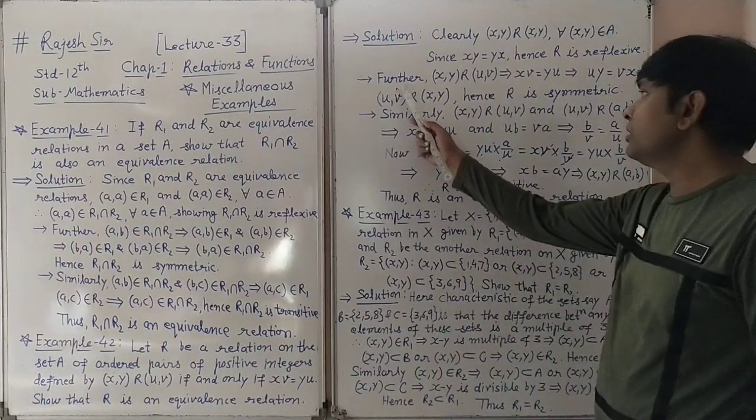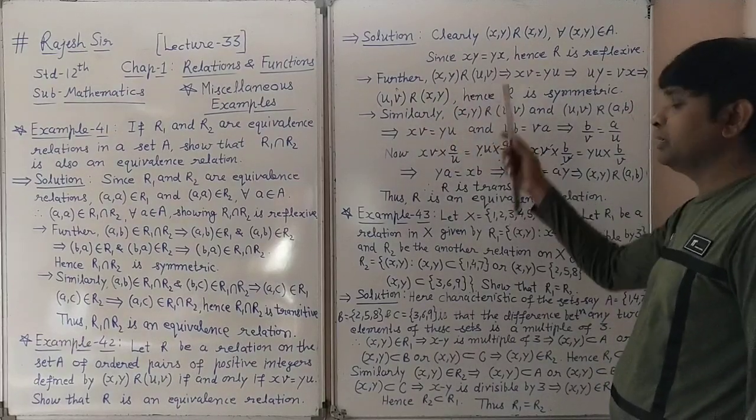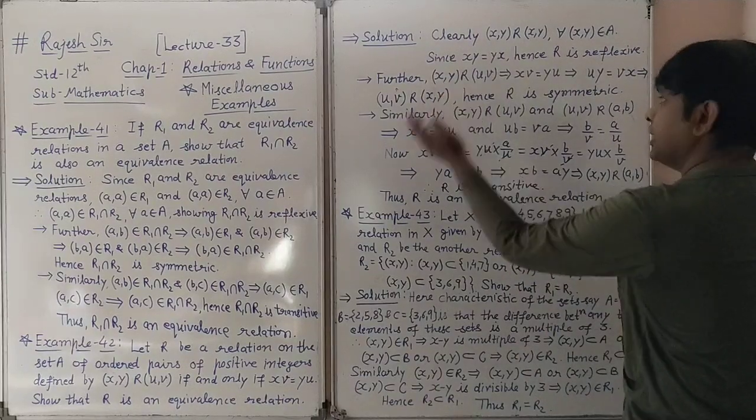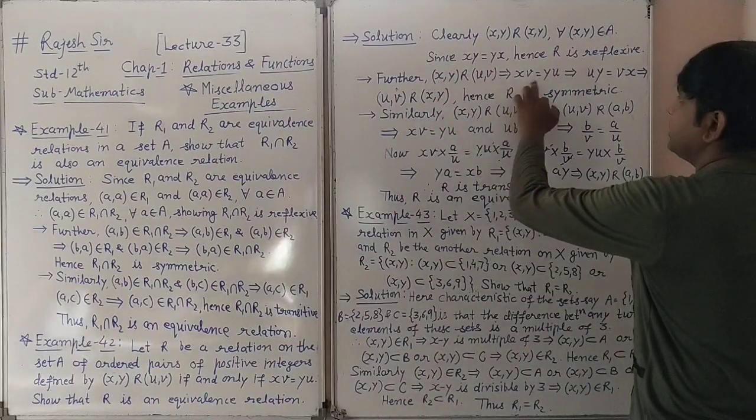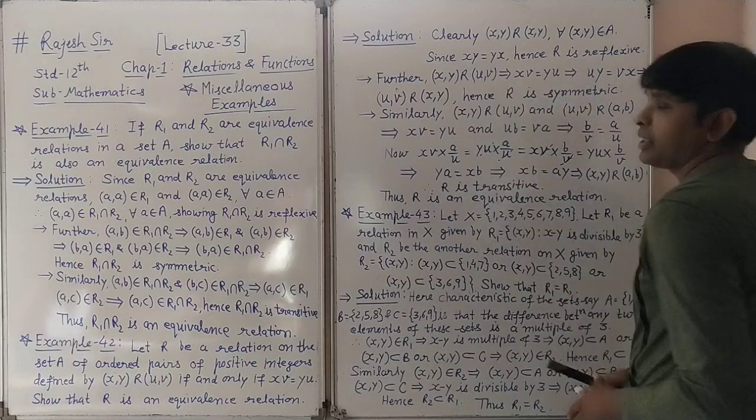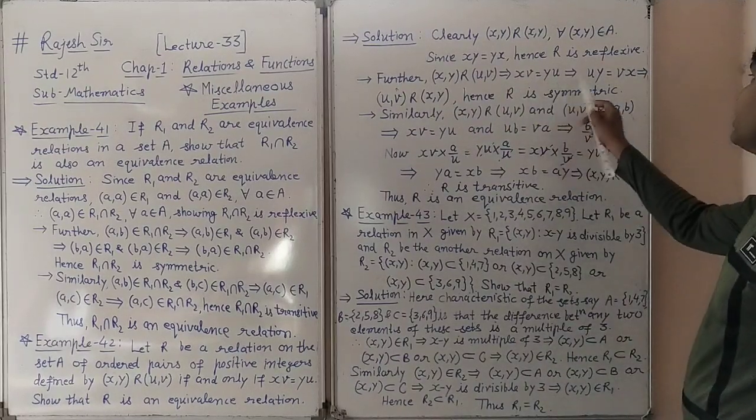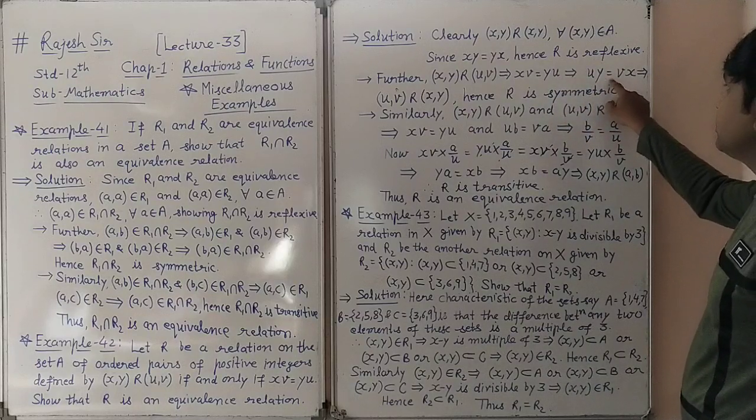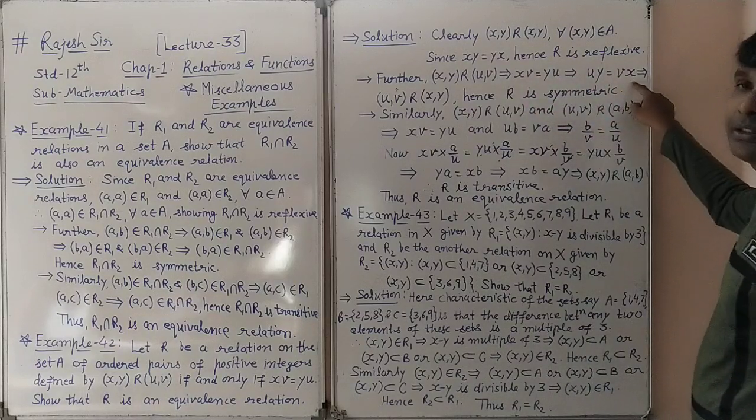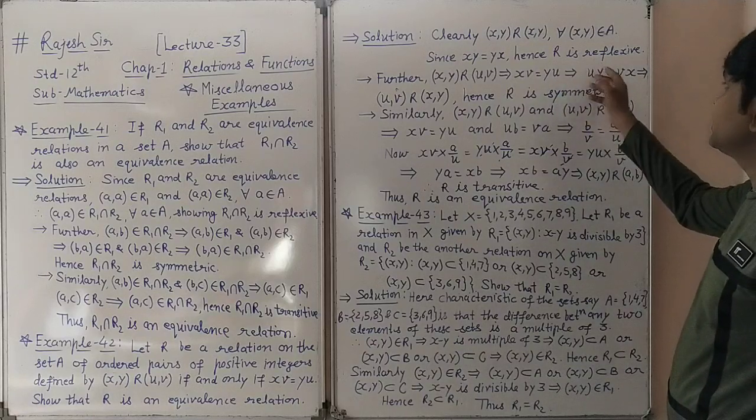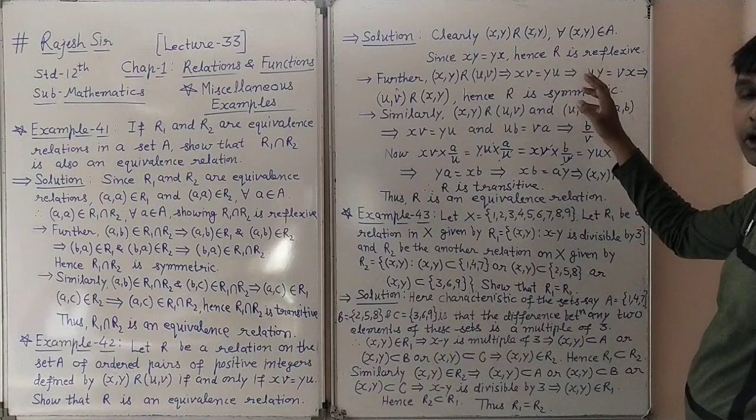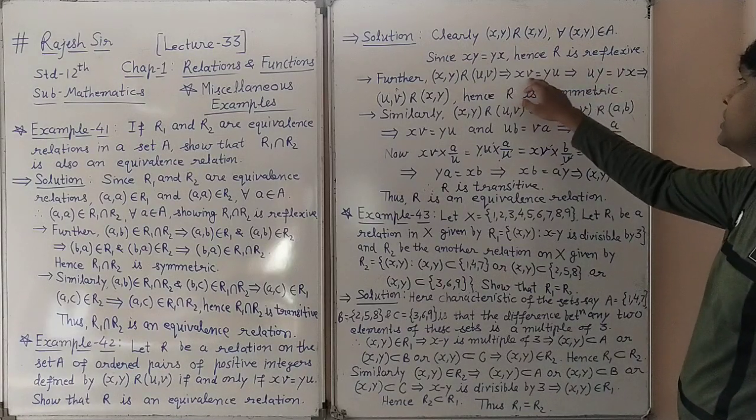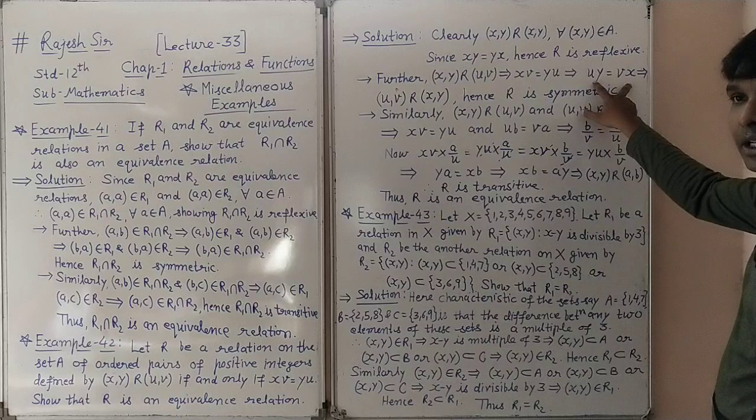For that, next we take (x,y) related to (u,v), like it is given in the question. We can say, as given in the question only, that xv equals yu. Now this yu can be written as uy, and this xv can be written as vx. So it is the same, just the commutative law used. yu is written as uy equals xv is written as vx.